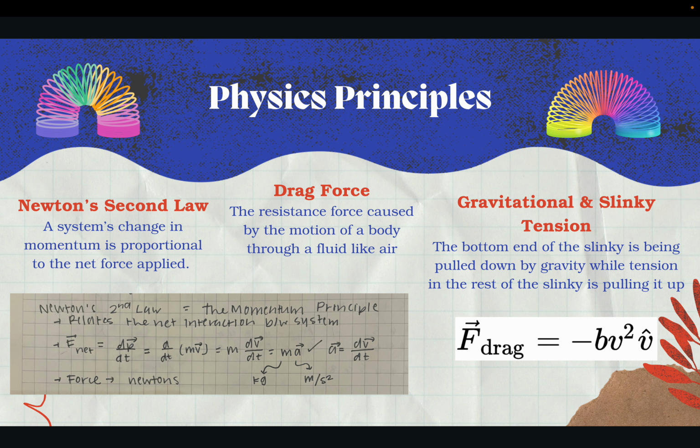And here we also have our gravitational and tension forces acting on the Slinky, where the bottom end of the Slinky is being pulled down by gravity, while tension in the rest of the Slinky is pulling it up. So it is remaining in the same position because the net force acting on it is 0. And because of Newton's second law of motion, the net force is proportional to the change in momentum. And if the net force is 0, the change in momentum is also going to be 0, and therefore the object is not accelerating.